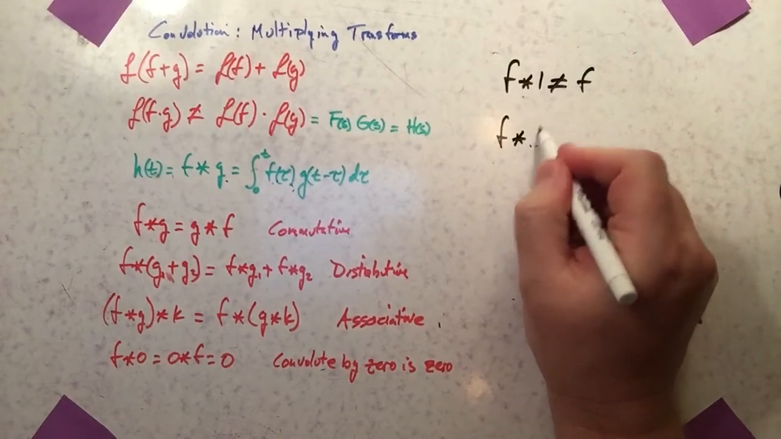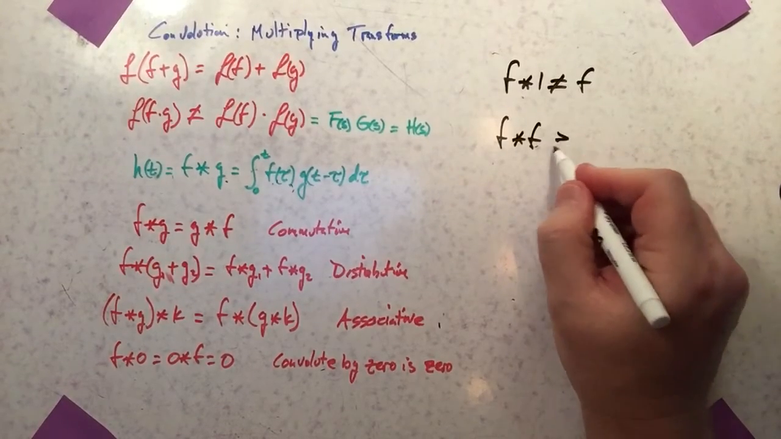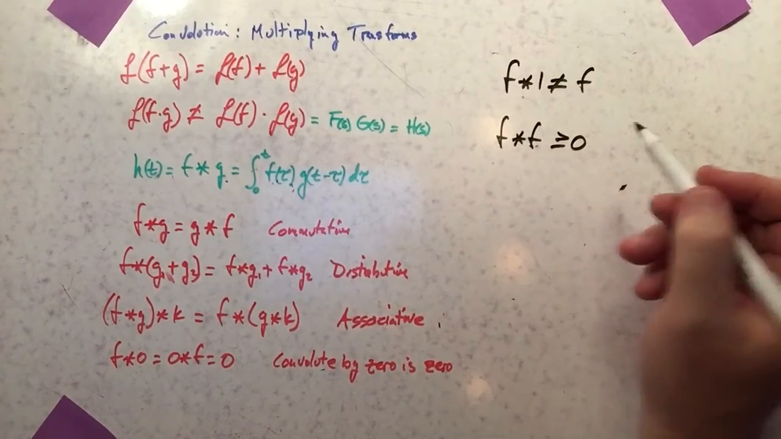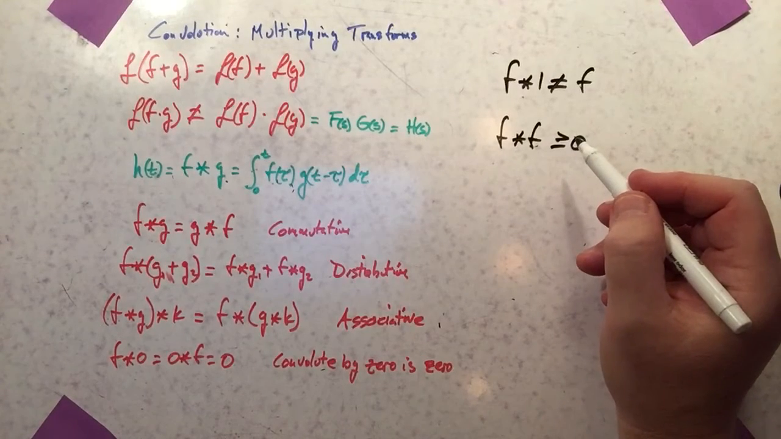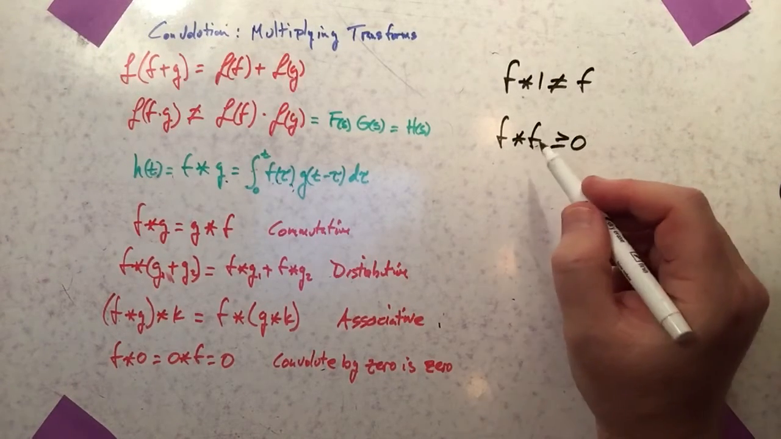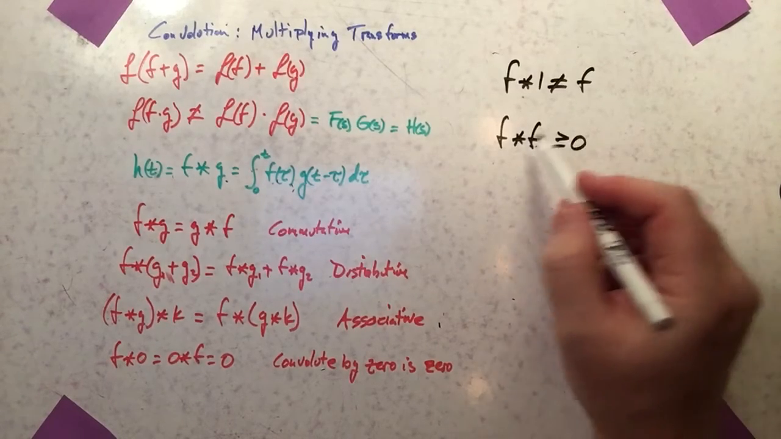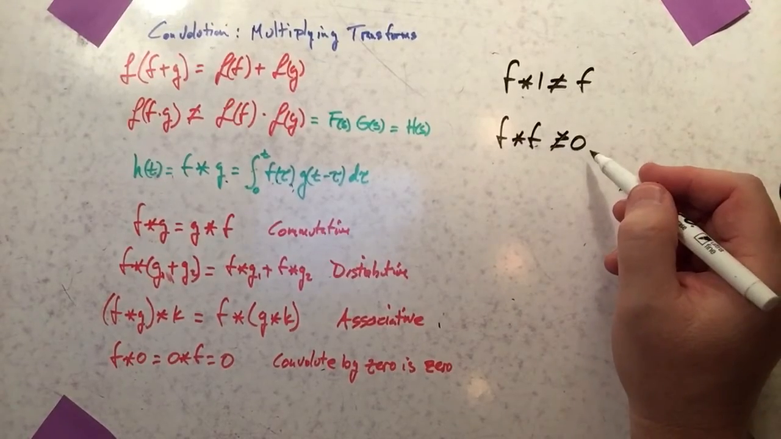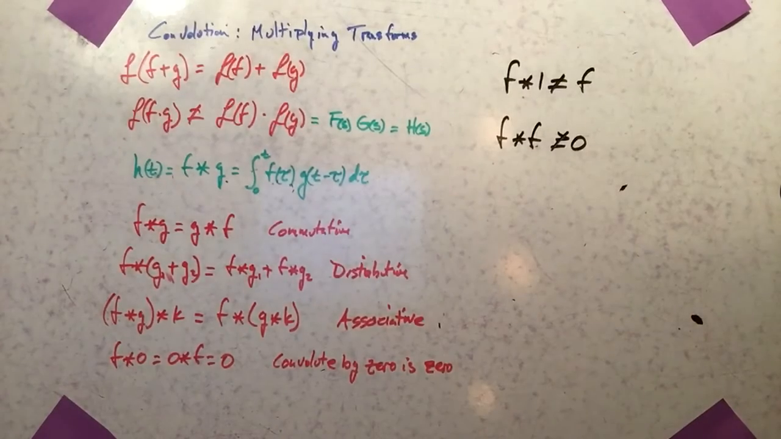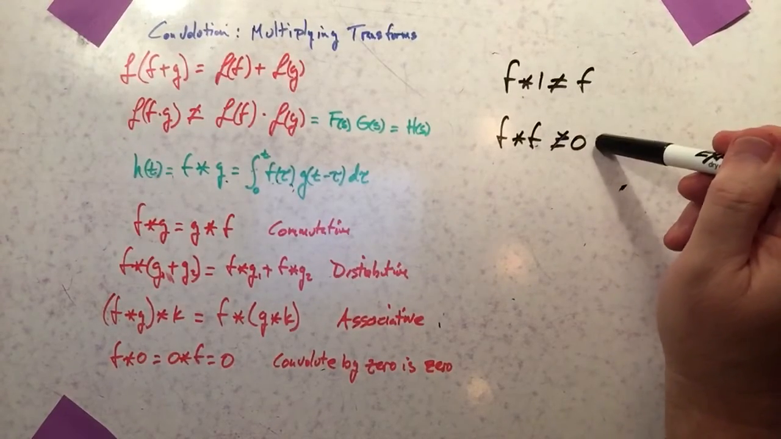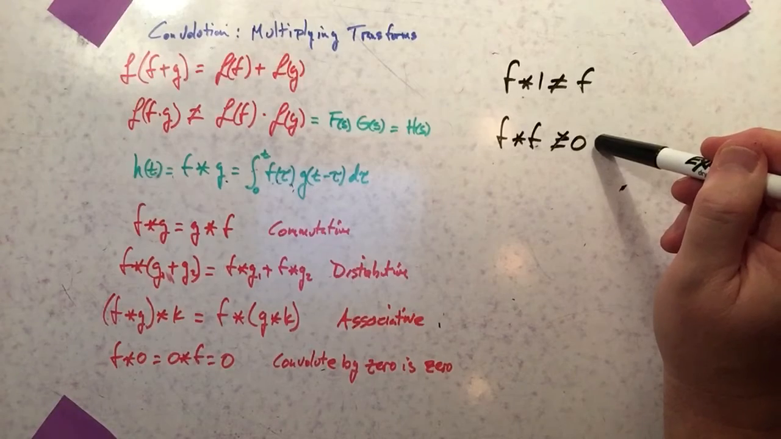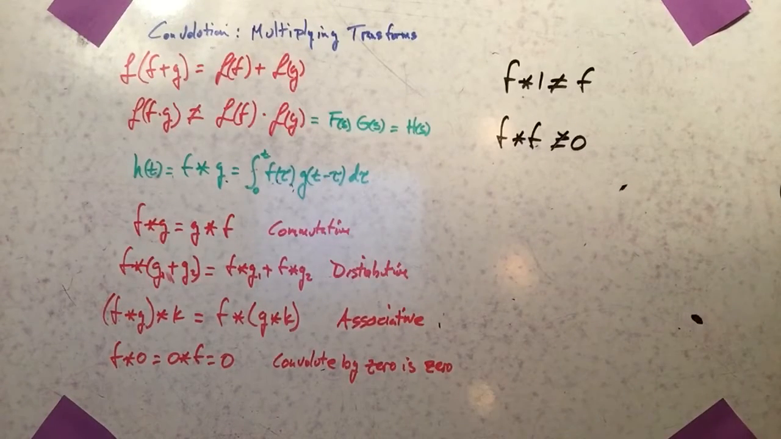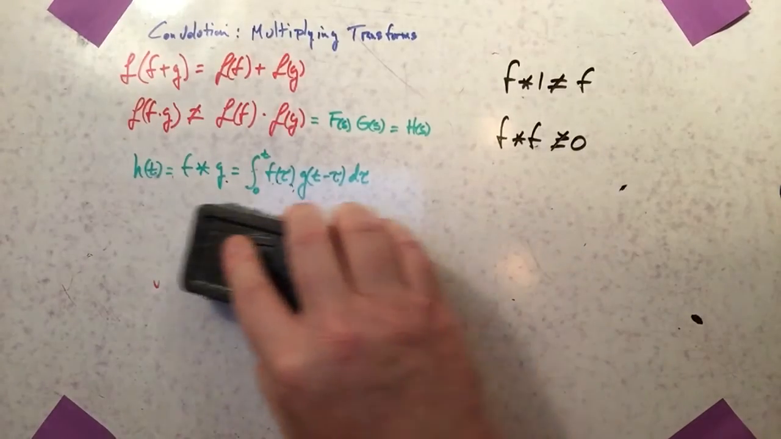And f convolute f is not always greater than or equal to 0. And of course, when you square any real number or any real function, it should always produce positive numbers, as long as f isn't some imaginary number or imaginary function. But this isn't always true, so sometimes this will produce negative values, okay? So those are two properties of the convolute that definitely tell you that you're not in Kansas anymore. This is not regular multiplication.